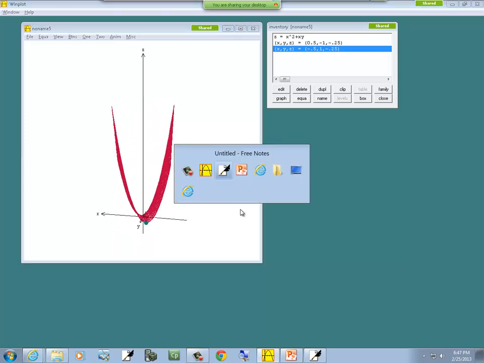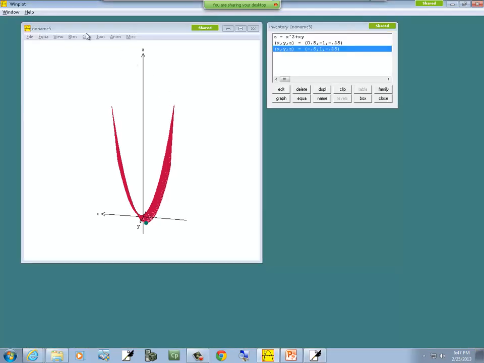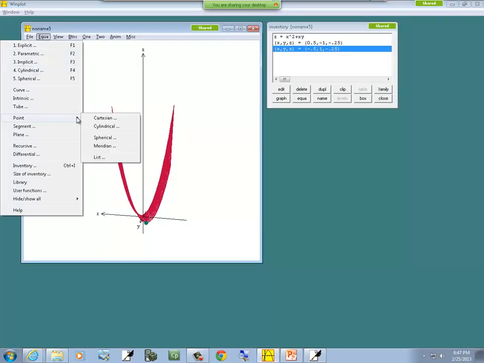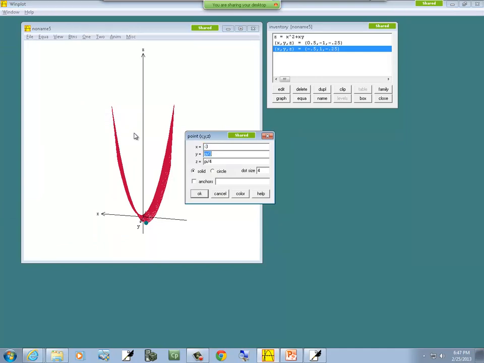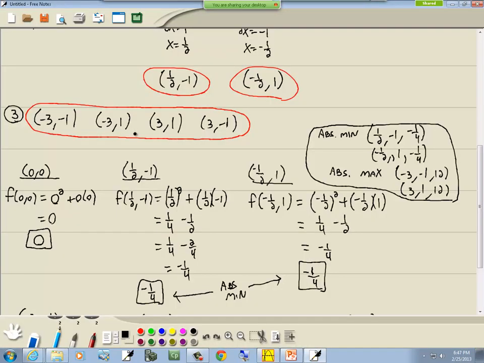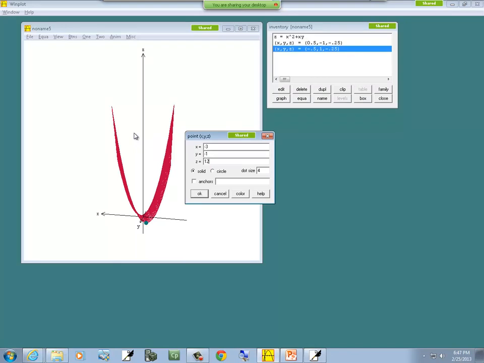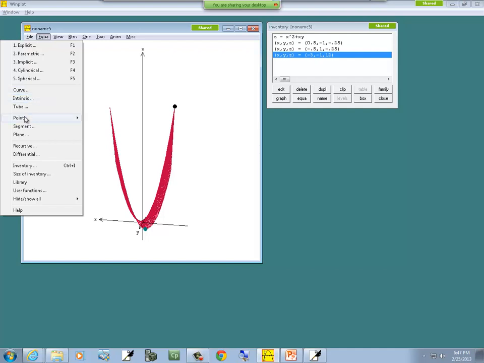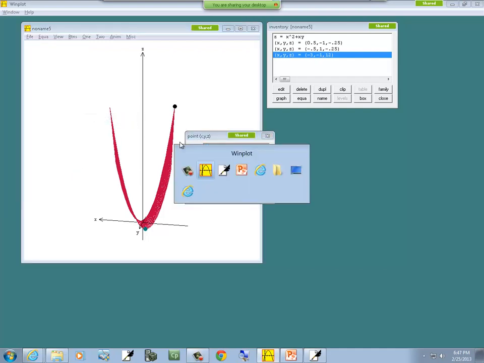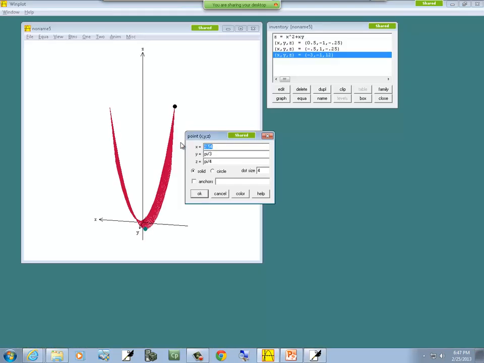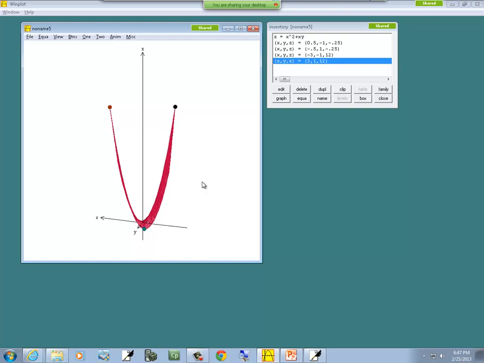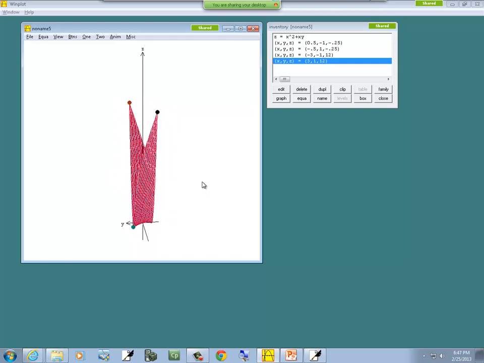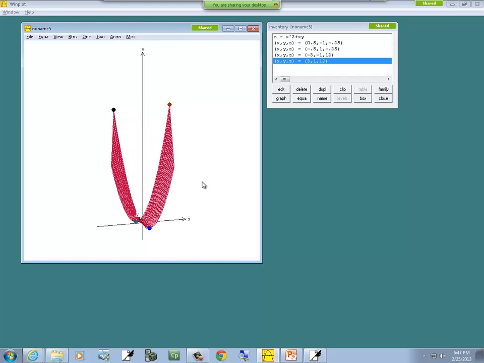Now our absolute max was -3, -1, 12. So do equation, point, Cartesian, -3, -1, 12. And our other one, equation, point, Cartesian, 3, 1, 12. And as I rotate it, it makes perfect sense when I say those are absolute max and those are absolute min. You can see it with the example.